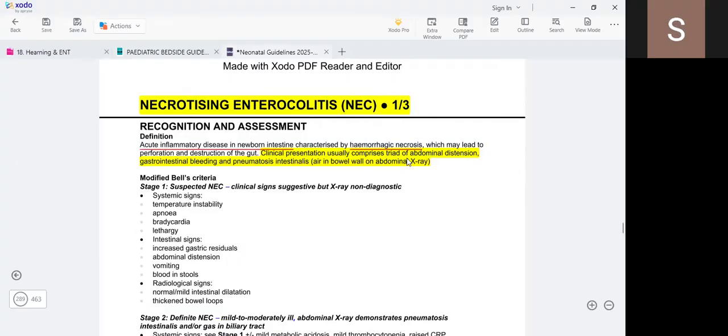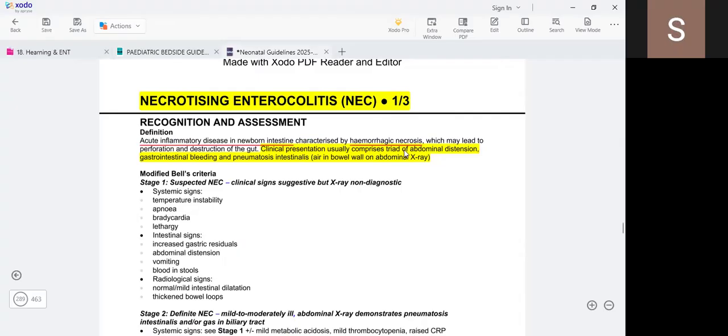This is the triad, remember it: abdominal distension, gastrointestinal bleeding, and pneumatosis intestinalis. What is pneumatosis intestinalis? It is gas in the bowel wall, seen on X-ray. This is the most important. The triad of necrotizing enterocolitis: abdominal distension, gastrointestinal bleeding, pneumatosis intestinalis.